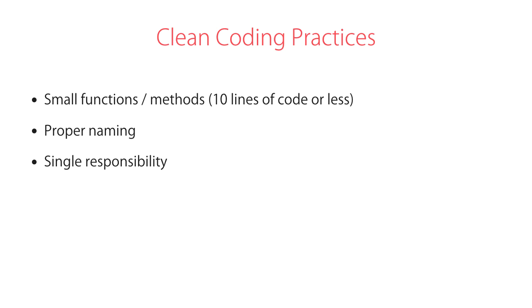The same principles apply to your test code. So each test should be less than 10 lines of code. It should have a proper name that perfectly describes what it's doing, and it should have a single responsibility. It should test only one thing.